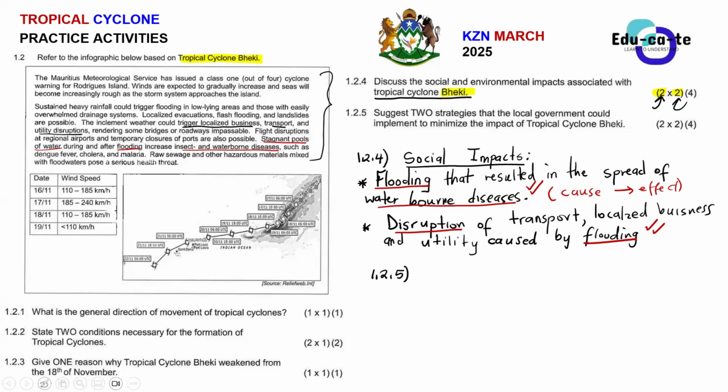Oh, the environmental ones, guys. These were just social impacts alone. What are the environmental impacts that we can have that are associated with this? According to the passage. Yes, Paul.